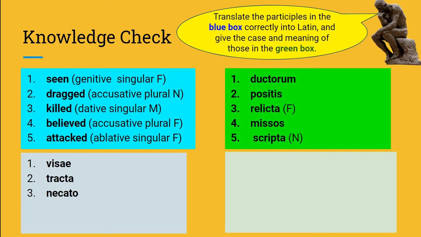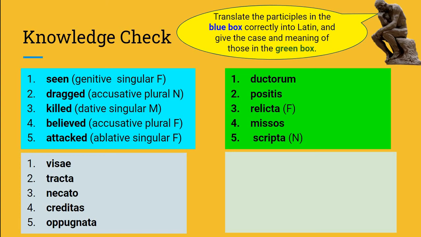nakare, nakavi, nakatus, and it's in the dative, singular, and it's masculine. Believed here will be creditas, from the verb credo, credere, crediti, creditus, and it is in the accusative plural and it's feminine. And finally, attacked here will be oppugnata, from the Latin oppugno, oppugnare, oppugnavi, oppugnatus, and we've put it correctly into the ablative singular feminine.